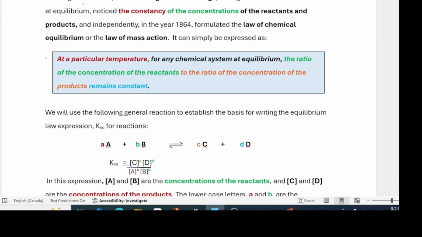Norwegian chemists Cato Guldberg and Peter Waage, having studied trends in reaction at equilibrium, noticed the constancy of the concentration of the reactants and products, and independently in the year 1864 formulated the law of chemical equilibrium or the law of mass action. It can simply be expressed as follows.